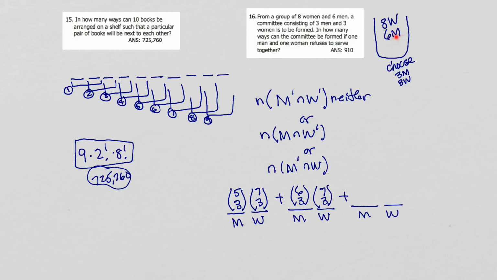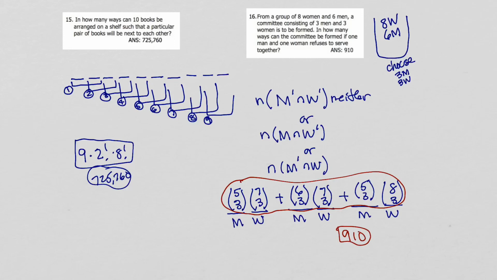So from the 6 men, toss out the fellow who refuses to serve. That leaves us 5, and we want any 3 of the remaining ones. So out of the 5 remaining men, choose 3, and then the women, well, all the women can serve, so there's going to be 8, and we're going to choose 3. So there we go. That is our answer right there. And I actually computed that out. When I did that on my calculator, I got 1610.